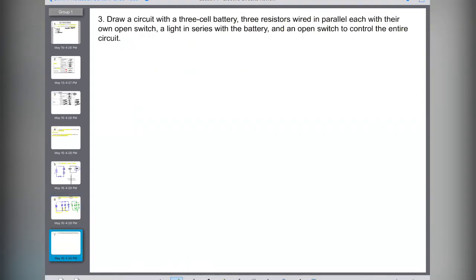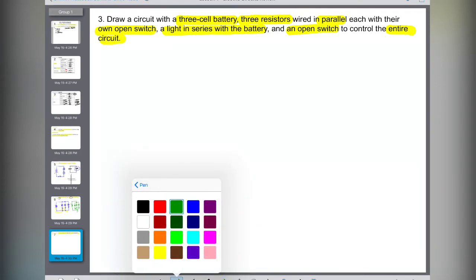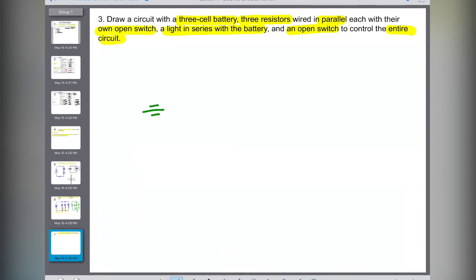Okay, last one. Pause this video, draw it on your own first, and then check my answers. I have a 3-cell battery, 3 resistors wired in parallel with each other. Each have their own open switch, a light in series with the battery, and then an open switch to control the entire circuit. 3-cell battery. Short is minus, plus is the long, and they each have 3 resistors in parallel.